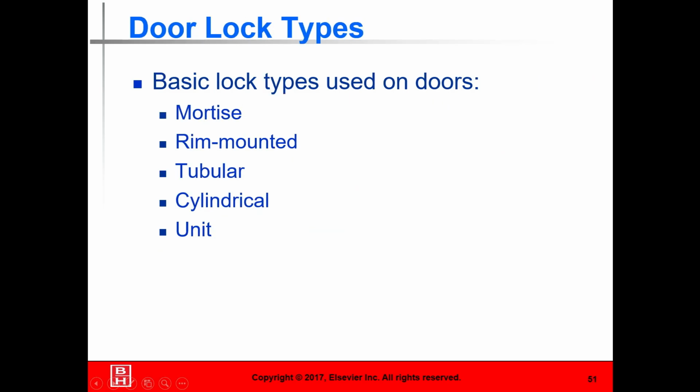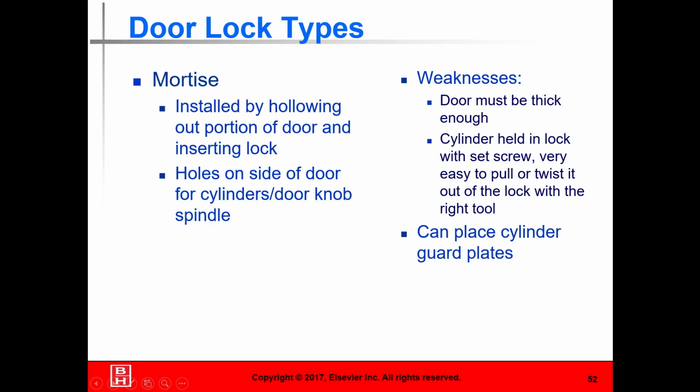Door types: mortise, rim. We have the different door types that we can implement. And again, a mortise lock is installed in a hollow portion of the door, with holes on the side. The weakness is the door must be thick enough. The cylinders are held in the lock with set screws and can place the guard.